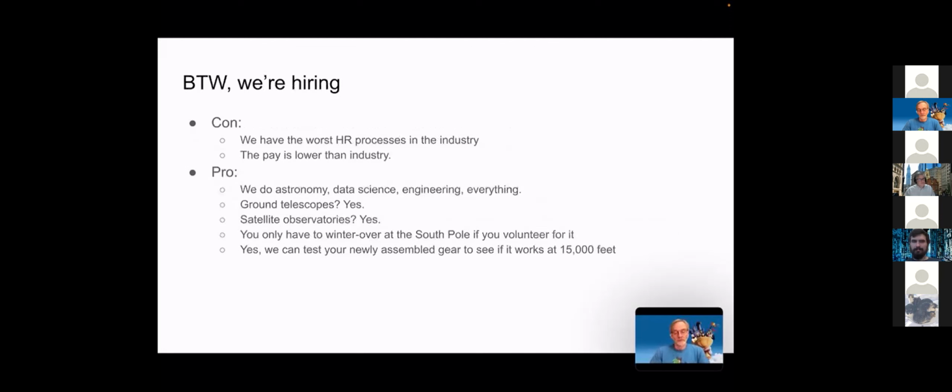So by the way, my organization that I work for, the Center for Astrophysics, is hiring Python people. And here are some pros and cons as to why you might or might not want to apply to us. There's a lot of cool work to be done. The pay is low. The HR human resources process is pretty terrible. But if you want to come to work for us, let me know and I'll help to guide you through it. So this is my last slide.